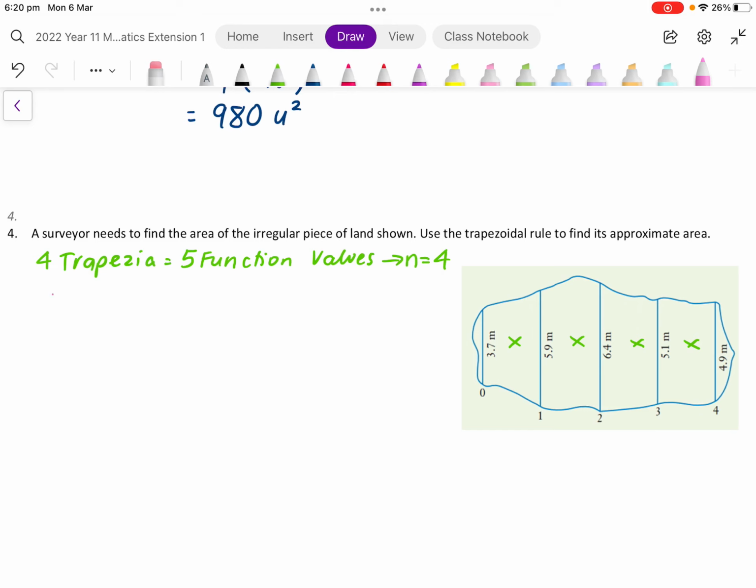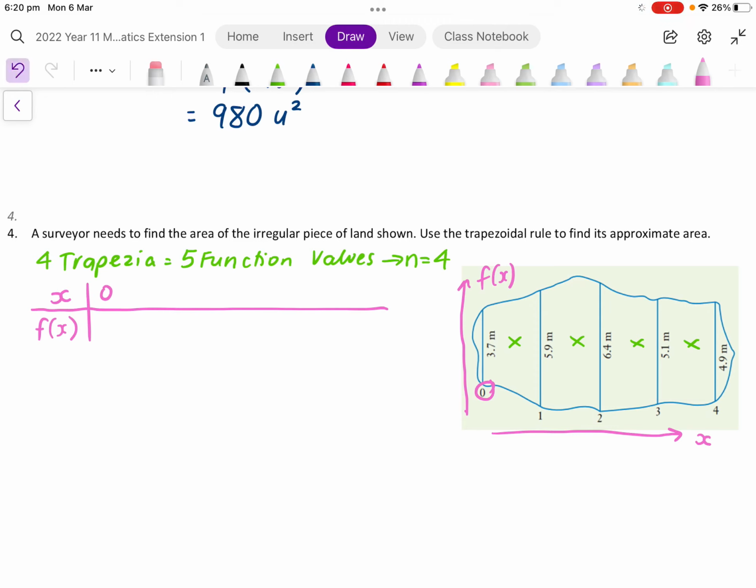We want to draw up our table straight away. So we'll have x and f of x. And what we have is down the side here, we have our x values. And going up, we have our f of x values. So when x equals 0, that's our first one here, our f of x is 3.7. Then when x equals 1, our f of x is 5.9. When x equals 2, our f of x is 6.4. X equals 3, we have 5.1. And when x equals 4, we have 4.9.